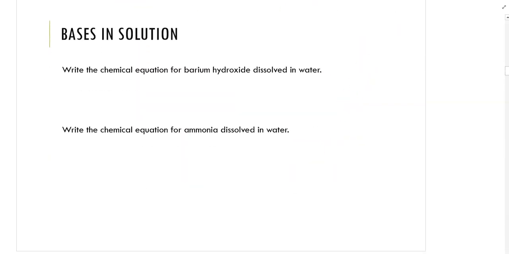What about bases in solution? In this case, writing the chemical equation for barium hydroxide, Ba(OH)2 ends up being one of the strong bases. So we know that it completely separates into all of its ions, and you have two hydroxides.